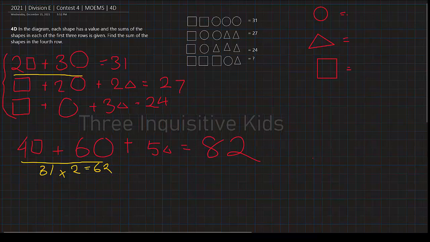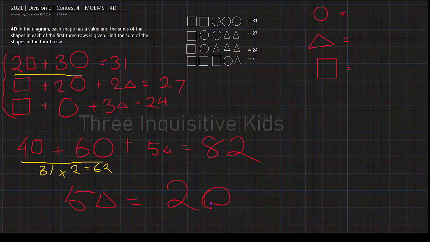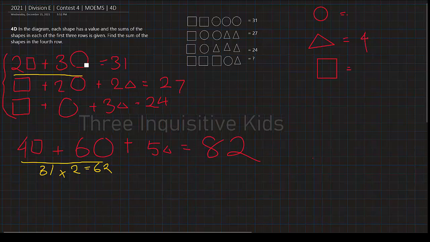So now we know that 62 plus 5 triangles is equal to 82, so that means that 5 triangles is equal to 20. So then what would 1 triangle equal? 4. That's right, you got it. And everything lies in this sentence right here where we notice that 4 squares plus 6 circles is double that of 31. Alright, now that we know triangles, let's go do something else.